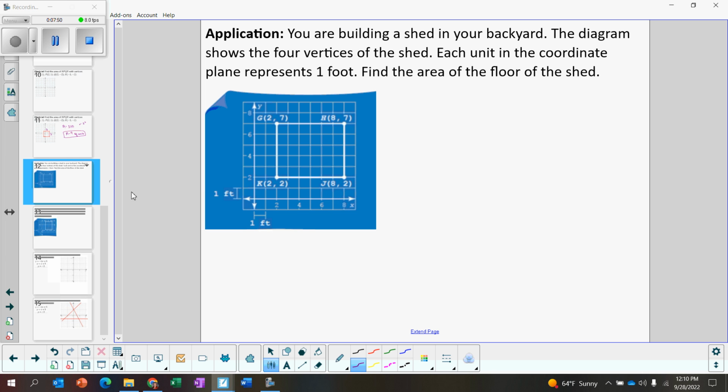So just like the last problem, we can count our horizontal and vertical line. So we have 1, 2, 3, 4, 5, 6 units this way, and then 1, 2, 3, 4, 5 units this way. So this is a rectangle. We can find the area by doing length times width. So 6 times 5, doesn't matter which you call which. And we get 30, and because this told us each one was a foot, 30 square feet.